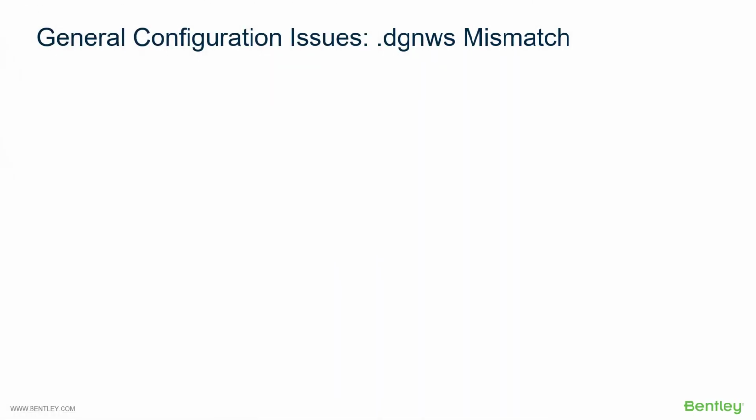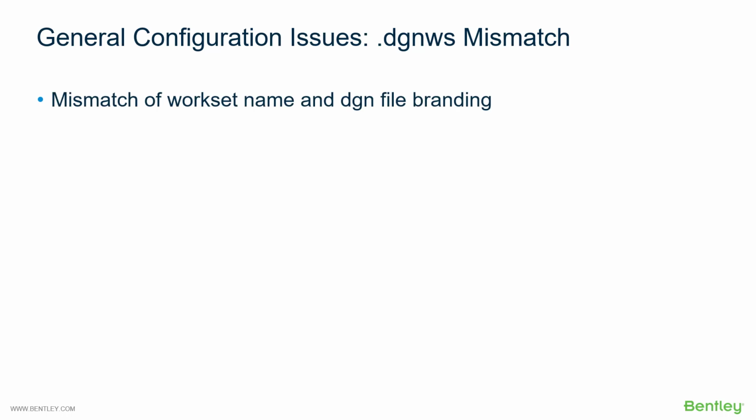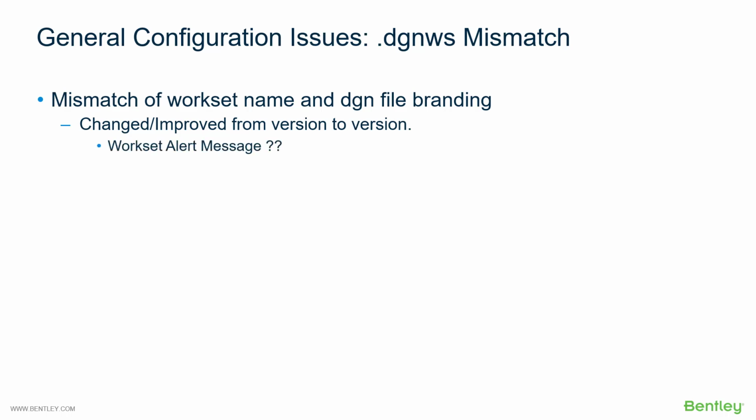Let's talk about the DGNWS mismatch now. The handling of mismatches between the active file and the defined DGNWS has changed from version to version. This is true for both the MicroStation product and ProjectWise Explorer. In earlier versions, you may see the mismatch message. However, in later combinations of versions, you may not see a mismatch, even if there is a mismatch. If the mismatch does cause a problem, there is a fairly simple solution.